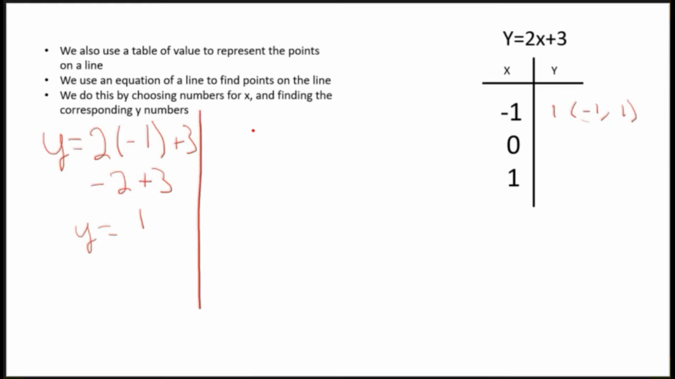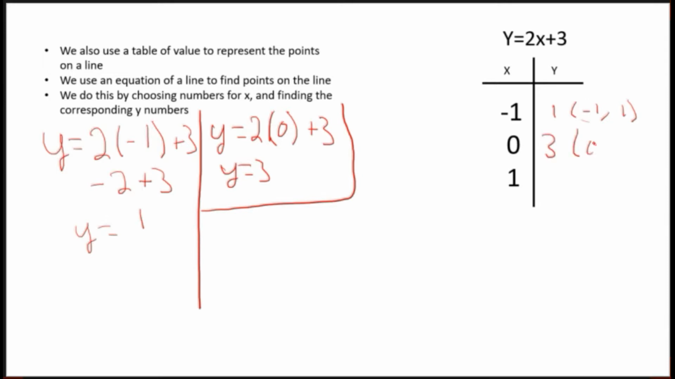Okay, so we can do the same thing for the other ones. Draw a line here to separate it. I'm going to do that for 0 now. So y equals 2, and instead of x, I'm going to put 0, plus 3. All right, 2 times 0 is 0. Plus 3 just gives you 3. So we get y equals 3. Box this off, give me some more space. So our point is 0, 3.